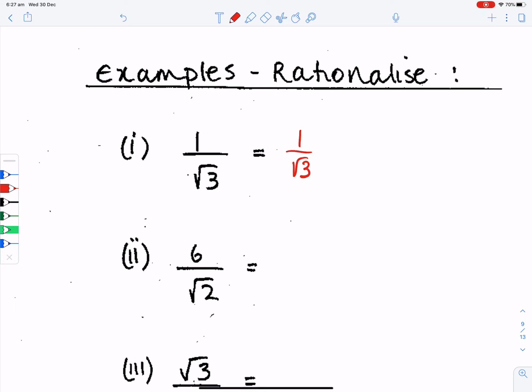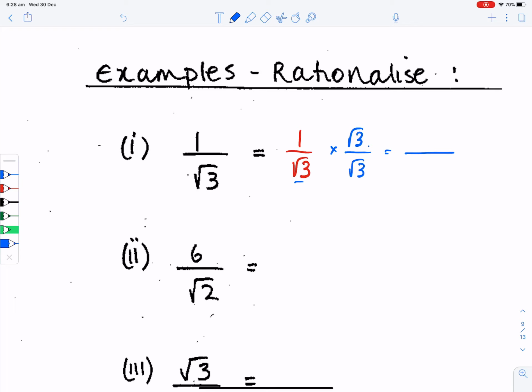That's the question. And as I just mentioned, you need to multiply that root 3 by itself so that your denominator can be rational. But you can't just multiply the denominator by root 3 without doing the same thing to the top. So what you do is you take the question, which is 1 on root 3, and you times it by root 3 on root 3.